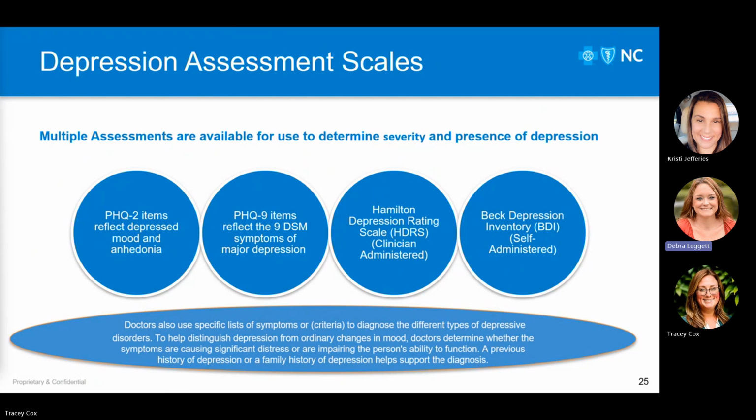understand the questions. Doctors also use specific lists of symptoms or criteria to diagnose the different types of depressive disorders. To help distinguish depression from ordinary changes in mood, doctors determine whether the symptoms are causing significant distress or are impairing the person's ability to function. A previous history of depression or a family history of depression helps support this diagnosis.